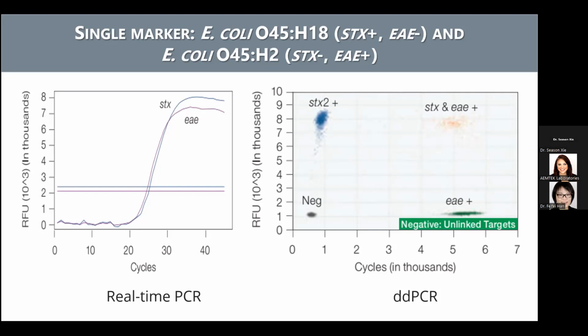The software will calculate the linkage of STX and EAE and determine if the two targets are linked together. In this case, the STX and EAE are not co-localized within the same cell. As the result shows here, the unlinked target result is negative.